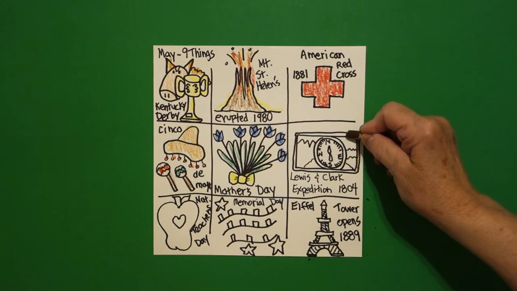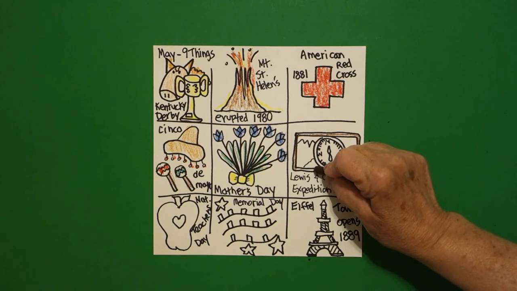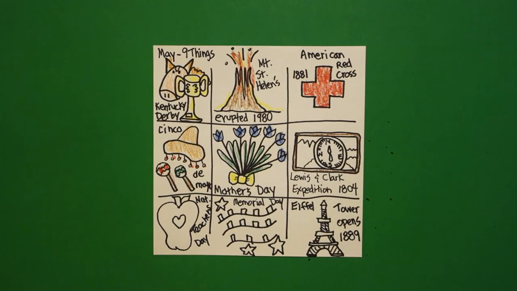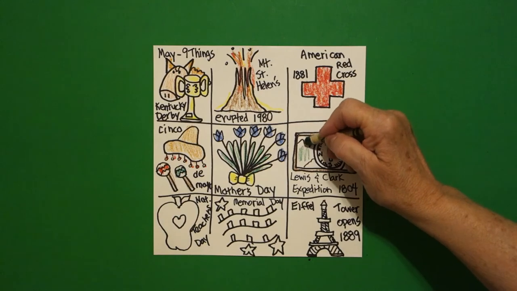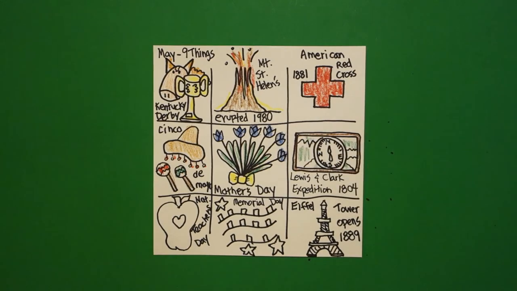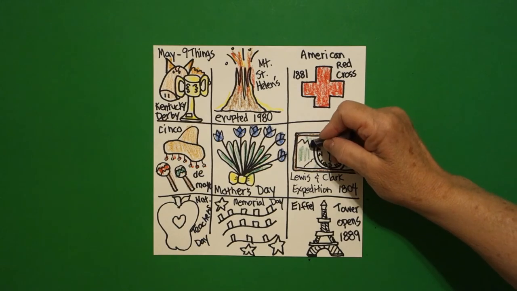Now, this is a map. It's supposed to be a map. And Thomas Jefferson sent out Lewis and Clark. It's after we bought the Louisiana Purchase. And we didn't even know what we had. So they were sent out to map the whole area. I'm going to just add some green. Put some blue in there for rivers. They were gone a long time.